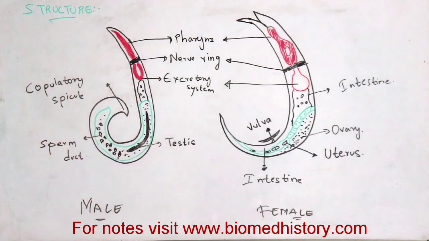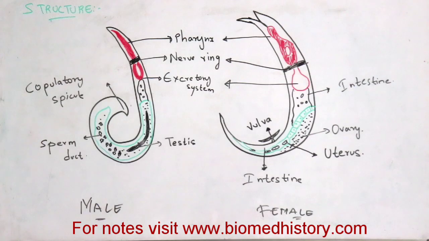In the male roundworm, the diameter is 2 to 4 millimeters, the length is 15 to 17 centimeters, and the posterior end is curved. In the female roundworm, the diameter is 3 to 6 millimeters, the length is 20 to 25 centimeters, and the posterior end is straight and pointed. This is the anus, which I forgot to write earlier, and the posterior end of the female roundworm is straight with a pointed end.